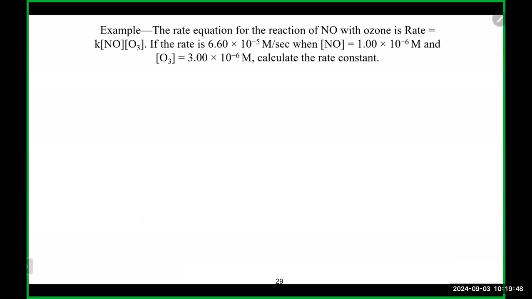All right. So the rate equation for this reaction of NO going to ozone is: the rate is equal to k [NO][O3]. If the rate is 6.6 times 10 to the minus 5 molar per second, when the concentration of those is given, what would be the rate constant? So take a moment and calculate the rate constant.